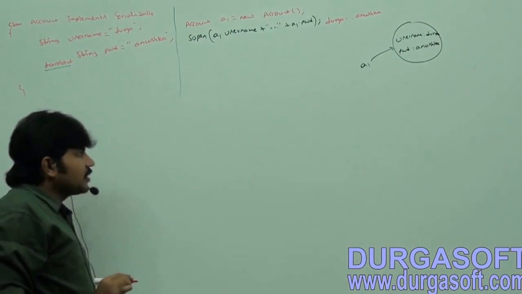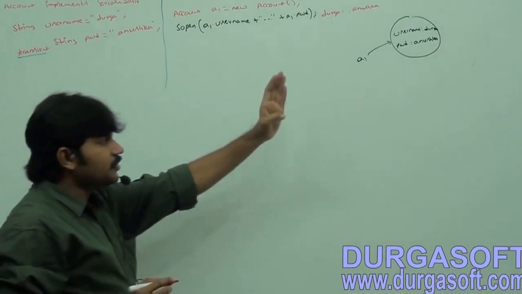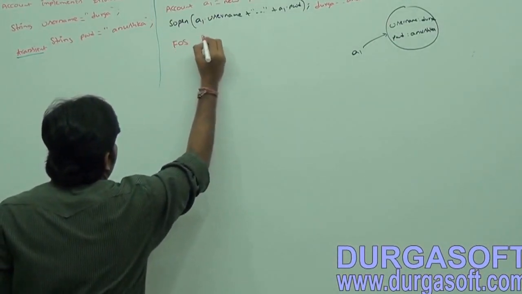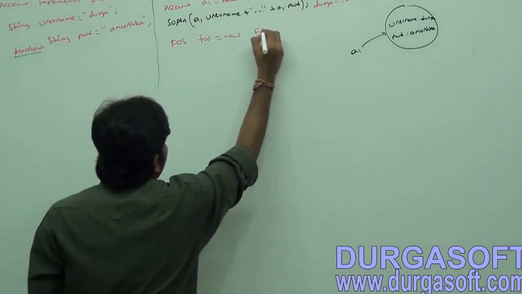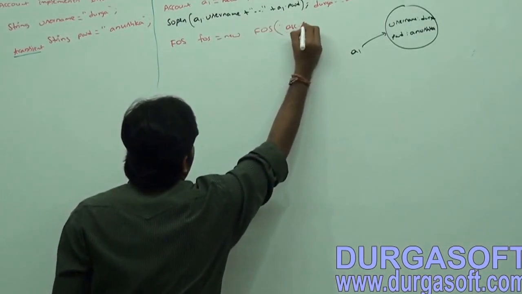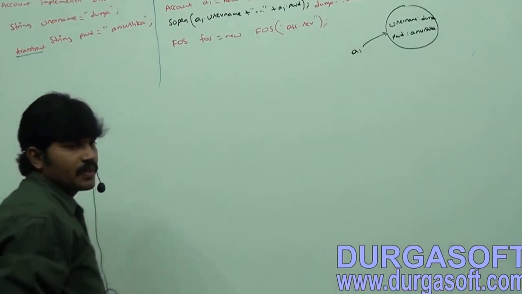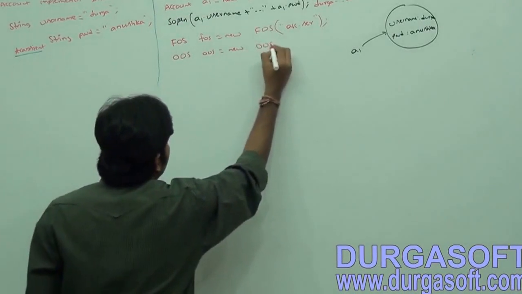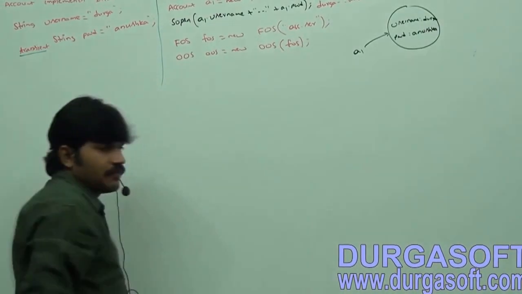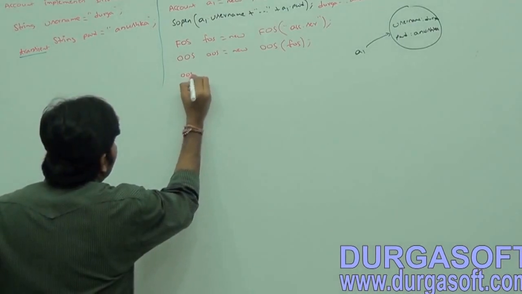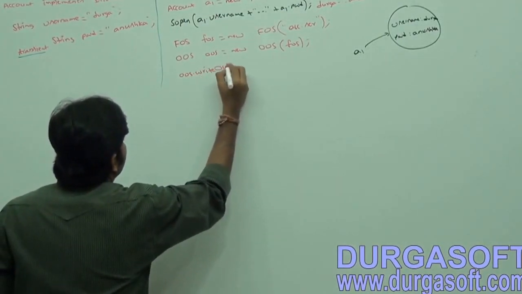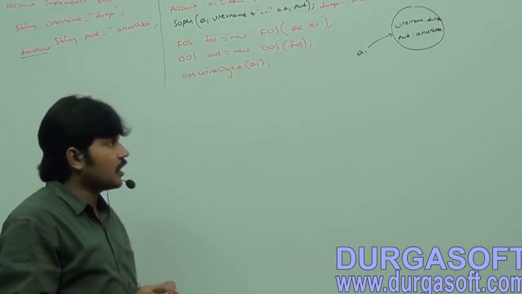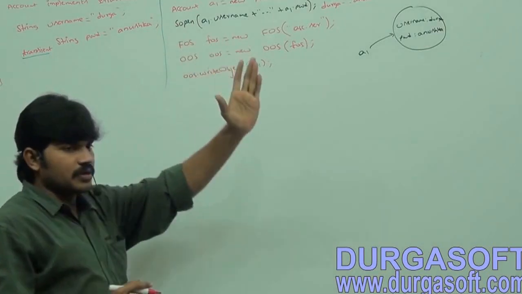Now my target is that I want to serialize this object to the file. What is the code? FileOutputStream fos is equal to new FileOutputStream of abc.ser. What is the remaining code? ObjectOutputStream oos is equal to new ObjectOutputStream of fos. Next, oos.writeObject of a1. Now this account object by default got serialized.